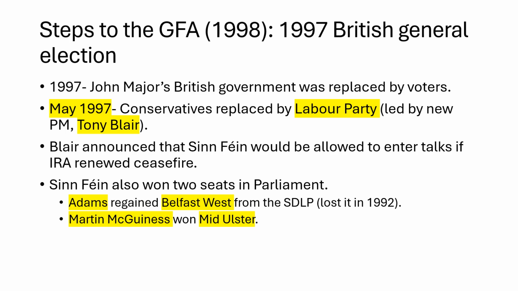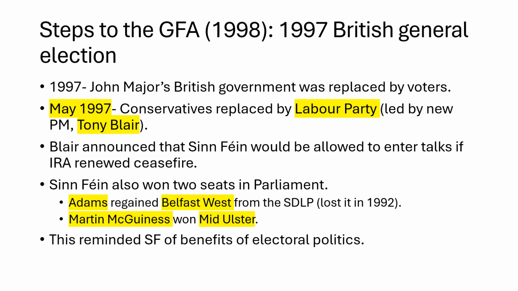Then that's important because that reminds Sinn Féin of the benefits of electoral politics. We've discussed in the past how Republicans throughout the 1980s after the hunger strike began to move away from just using the Armalite weapons and towards the Armalite and the ballot box. Weapons in one hand, the ballot box, electoral politics, in the other hand.